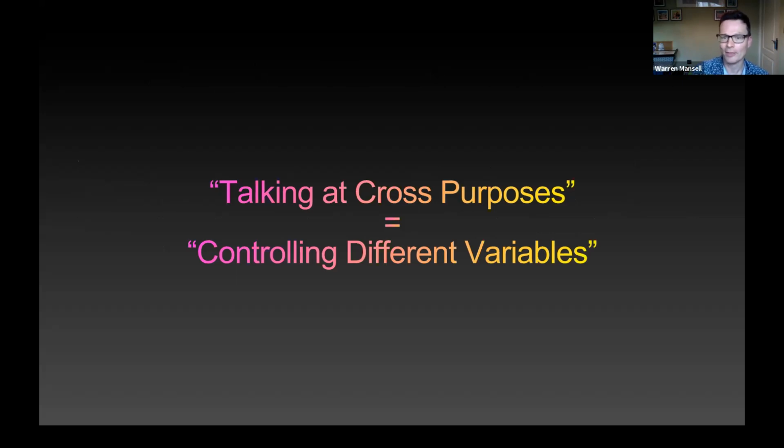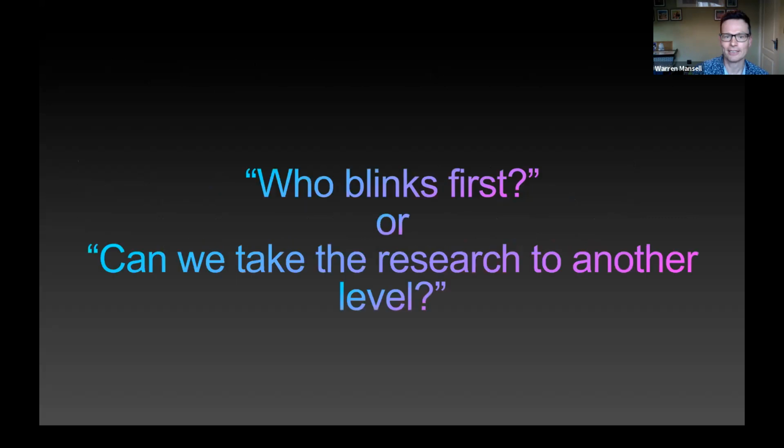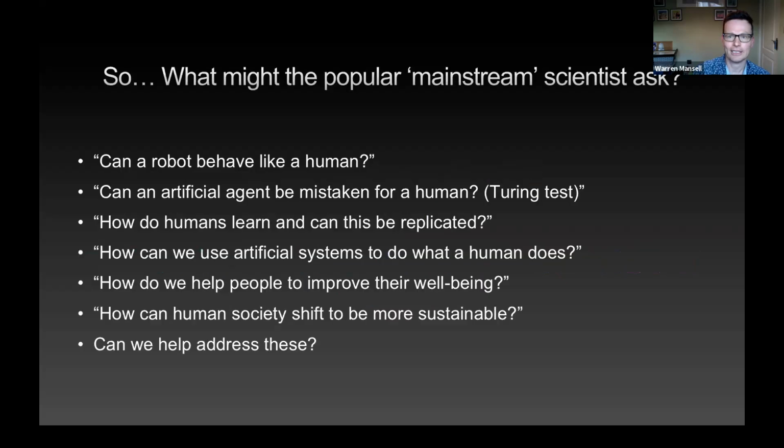We're controlling different variables in a PCT sense. And I think it's a kind of staring contest, you know, who blinks first? Do we just keep doing this and hope that people will change? Or can we take our research to a different level to try and deal with this incompatibility?